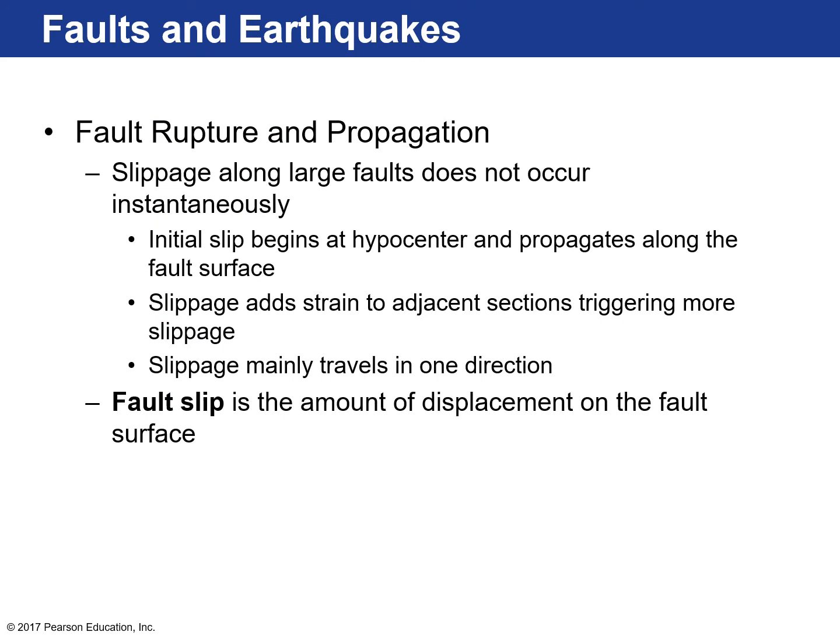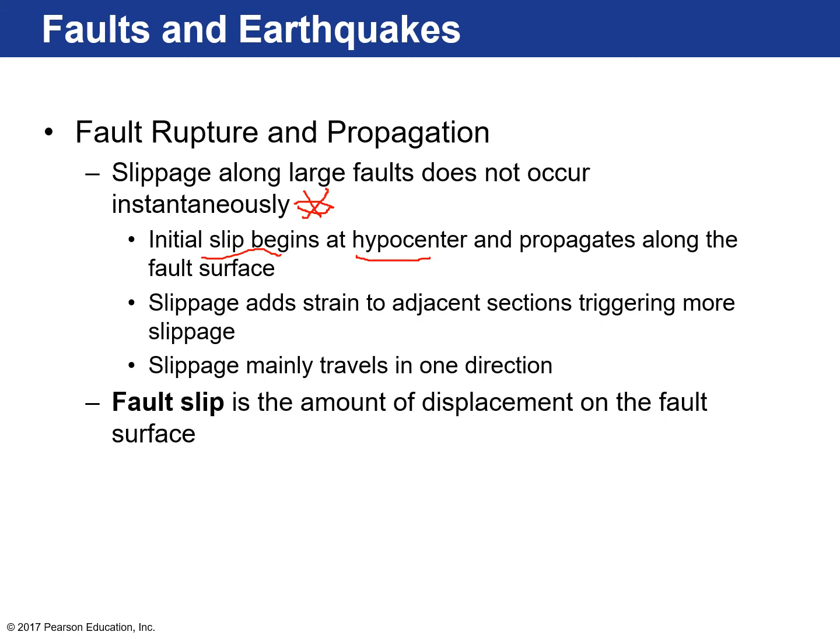Okay, so the slippage that occurs along fault zones doesn't happen instantaneously. I mean, it happens really fast, but I guess it's not instantaneous. The initial slip begins at the hypocenter and then propagates outwards. And then that slippage away from where the earthquake begins, or the hypocenter, triggers more slippage, okay? And then the slippage travels mainly in one direction, okay?